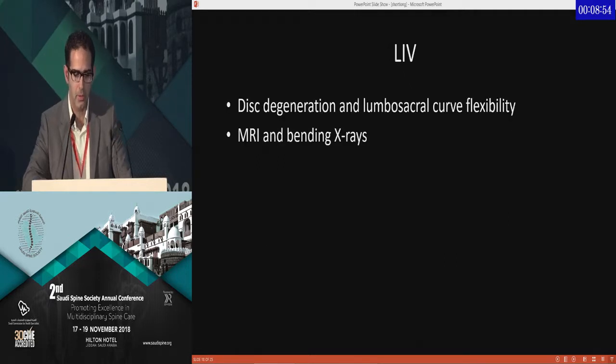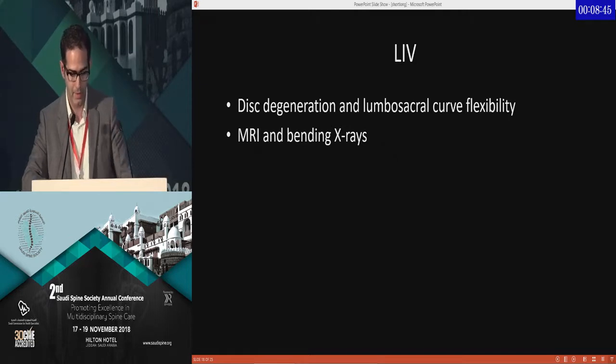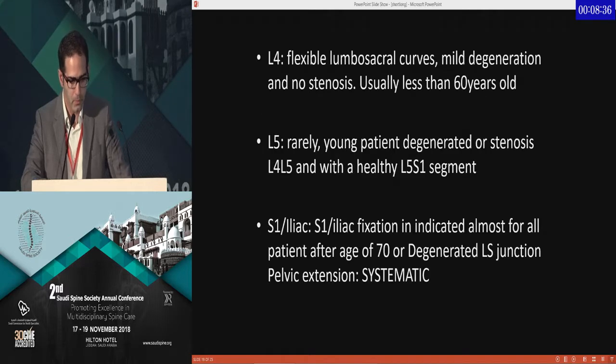And in regards to the lower instrumented vertebra, this is where the MRI is important, because you will need to assess the disc degeneration and the lumbosacral curve flexibility. So for the first element, the MRI, and for the second one, the bending. The bendings are very important to assess the lumbosacral curve. So sometimes we can stop at L4 if the lumbosacral curve is flexible, if there is really mild degeneration and without stenosis, but usually it's advised in rather younger patients below the age of 60.